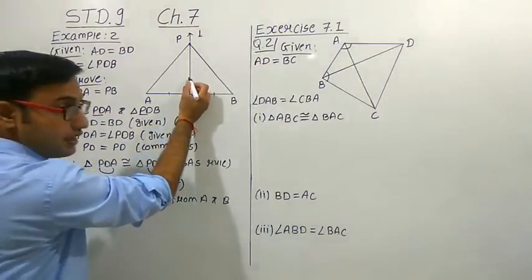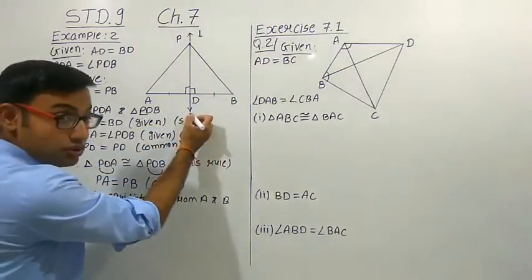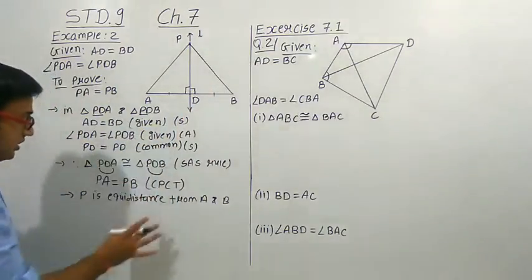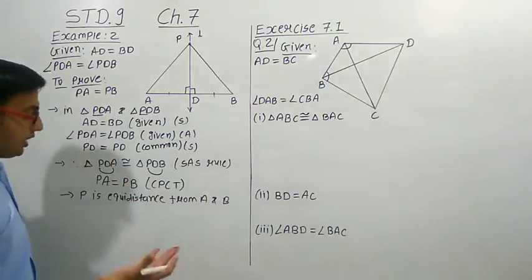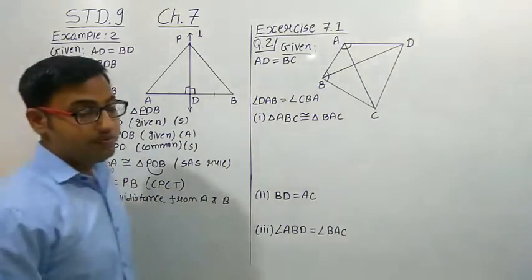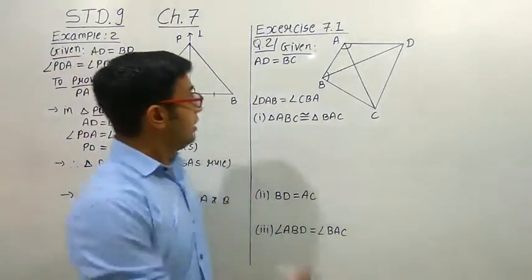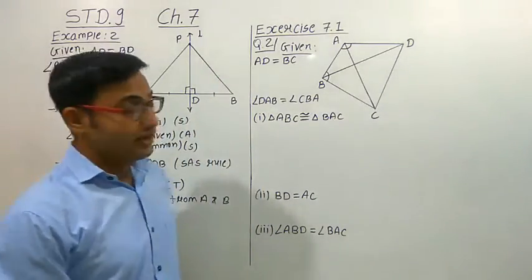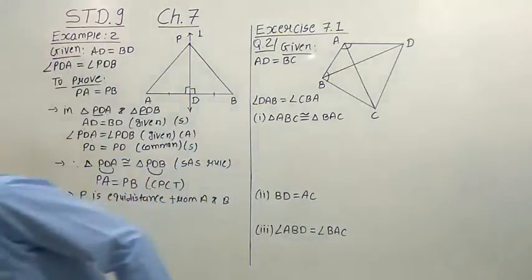We can also take point P here. We can also take point P here also. But every time we have to do this process, and every time we get that P is equidistant from A and B. Now let us study question number 2 of exercise 7.1.